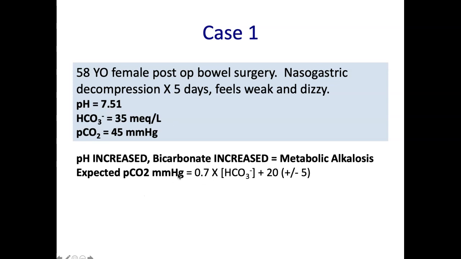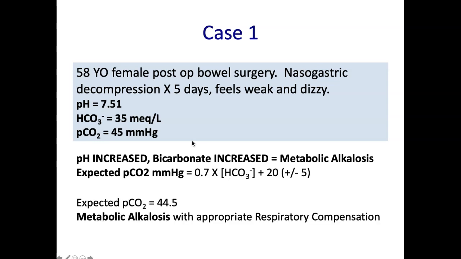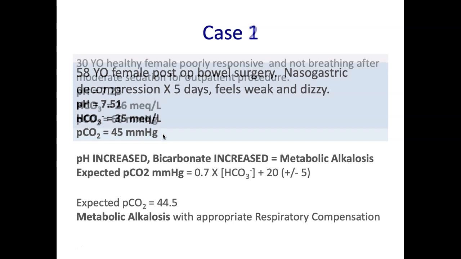What would be the expected PCO2 for a metabolic alkalosis? Well, 0.7 times the bicarb plus 20, plus or minus 5. With a metabolic alkalosis, I would expect the PCO2 to be a little high. I would call this a metabolic alkalosis with appropriate respiratory compensation. Remember, for the metabolic disorders, if it's a simple one, all the things are moving in the same direction. Up, up, up. That was easy.